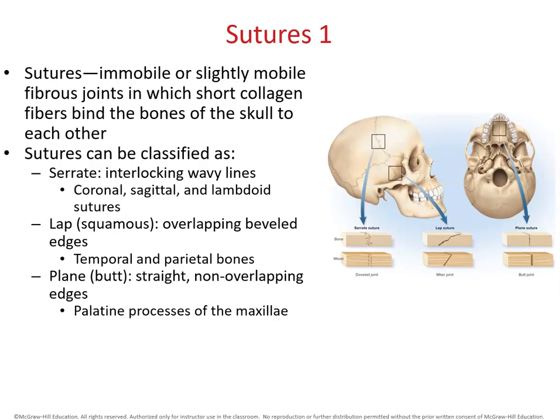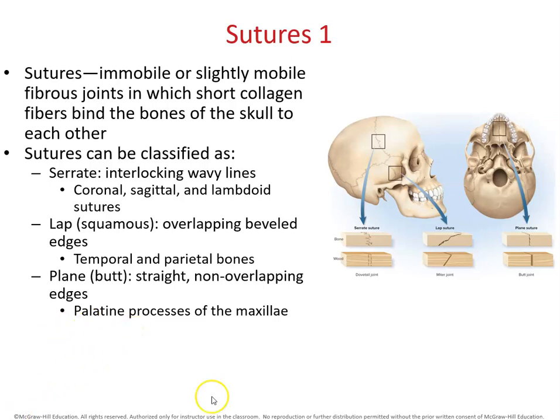Sutures are immobile or slightly mobile fibrous joints. And they are formed when collagen fibers bind the bones together. We've talked about collagen quite a bit already, so if you need to review that, it might be a good idea. We have three different types of sutures.